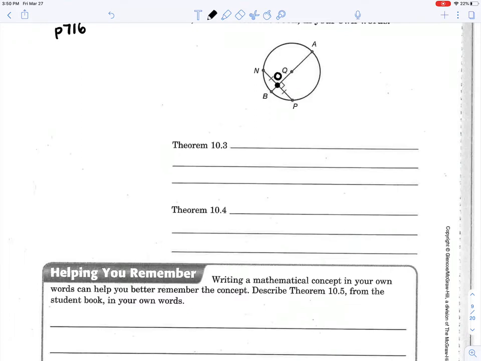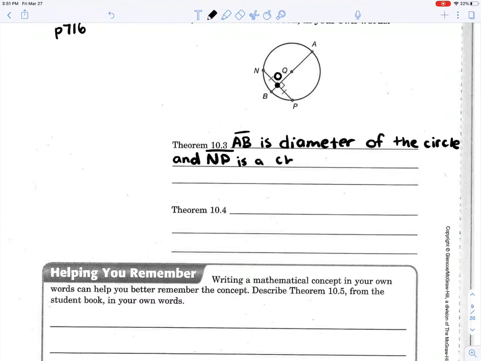So theorem 10.3, let's start out with what the diameter is. Well, the diameter of this circle is AB. So I'm going to say AB is the diameter of the circle. Okay, and now I have to define what is NP then. Well, NP is just another chord. So theorem 10.3 starts out with the diameter and a chord.